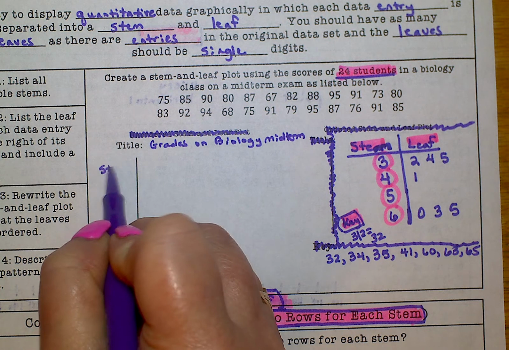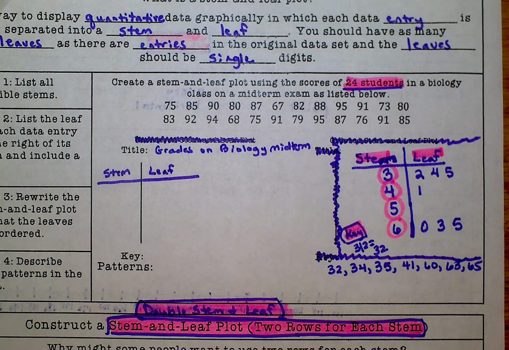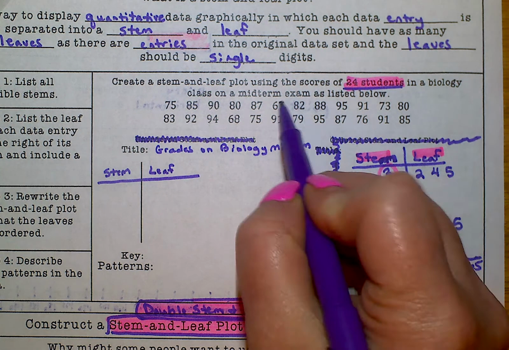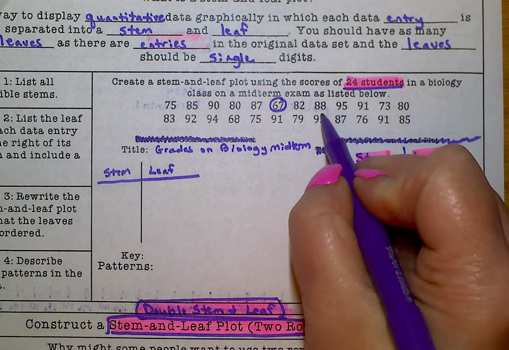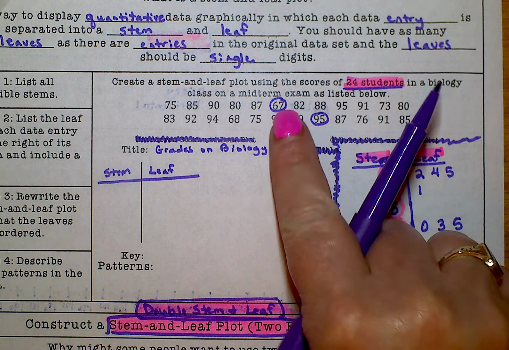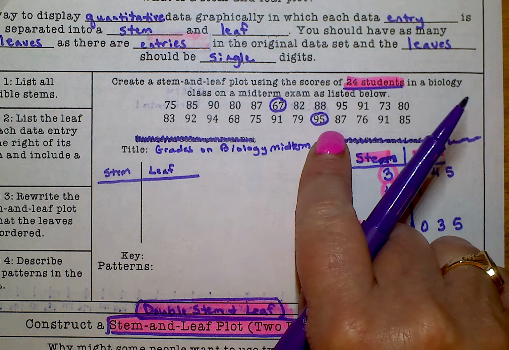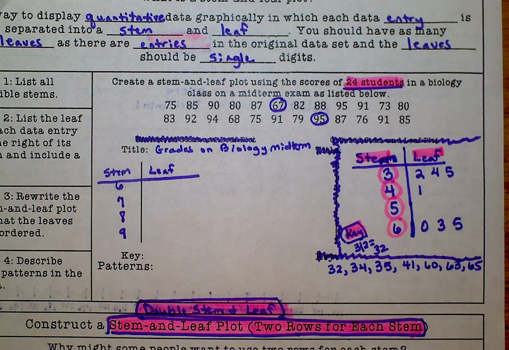So I'm going to put stem, leaf. Now what you need to do is go through and get the lowest number. So you want to find your lowest number and your highest number. My lowest number, it looks like, is 67. My highest number looks like is 95. So that tells me my stem is going to start with 6 and go all the way to 9. So I'm going to have a 6, 7, 8, 9.